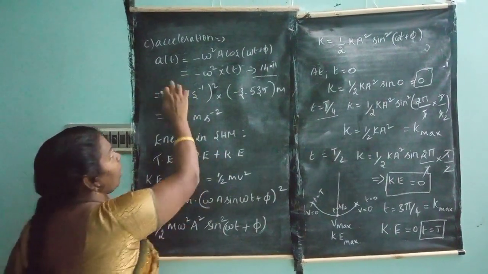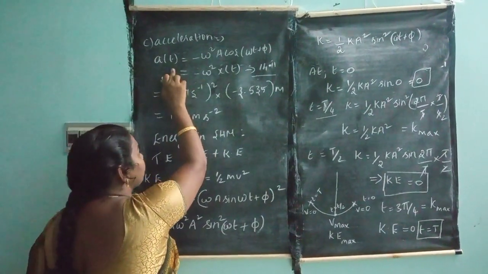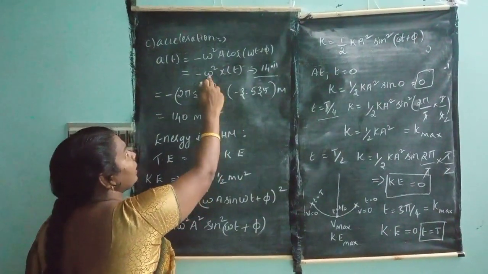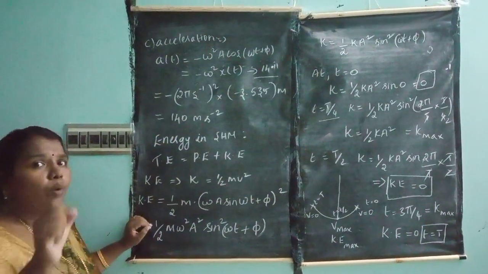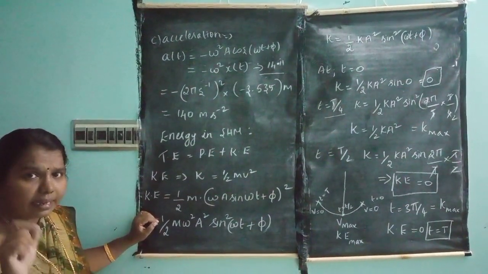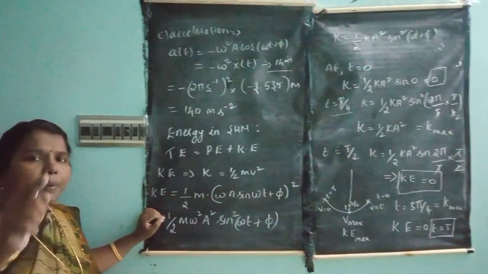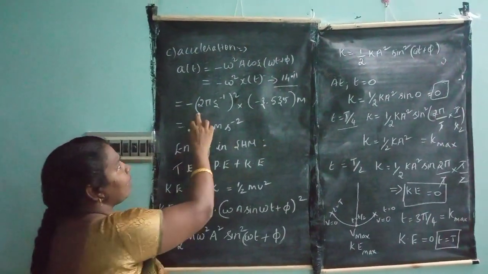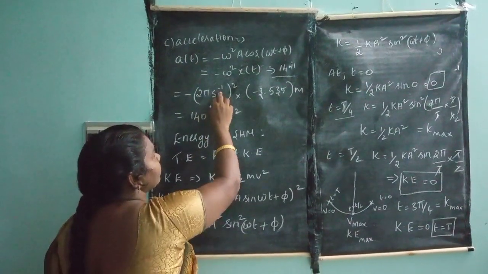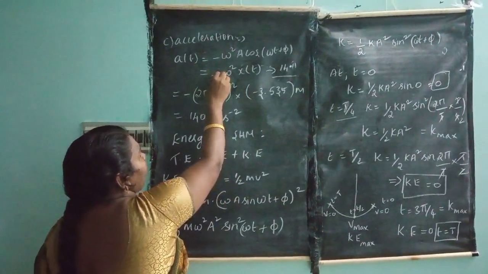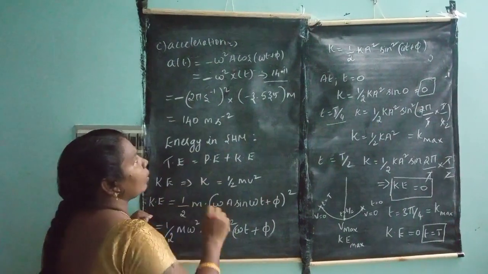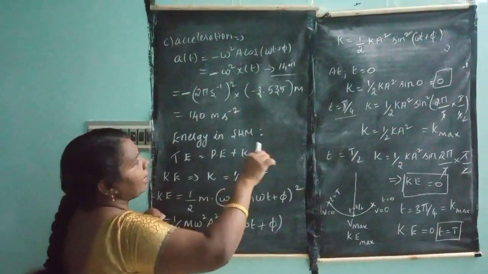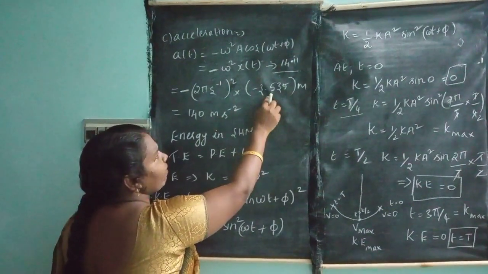See here, what is the formula? Acceleration a of t is equal to minus omega square x of t. You know that omega is equal to 2 pi divided by T, where T is the time period. When I take the time period to the numerator, you get 2 pi s inverse, and that is the whole square. Already you have the minus, don't forget to put it. And into what is x of t? The displacement you got in the earlier class is minus 3.535 meter.